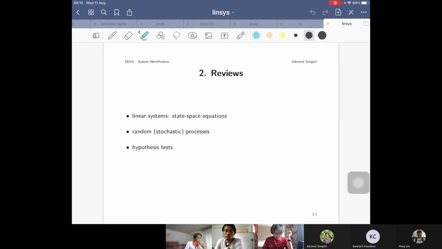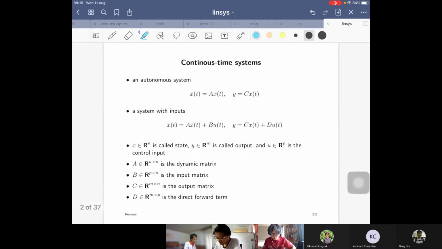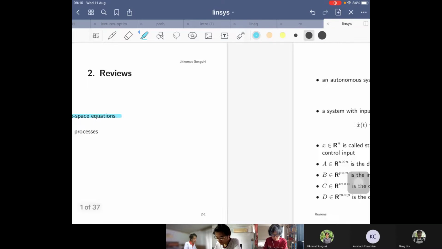In system identification, we all know that the very first step is to use our prior knowledge to define a model class to be identified. So in this video clip, I would like to just review in short a background in linear system you should know for system identification purpose.